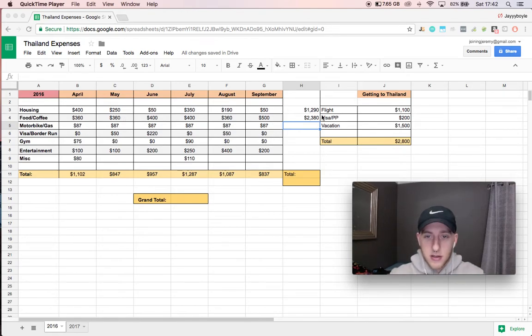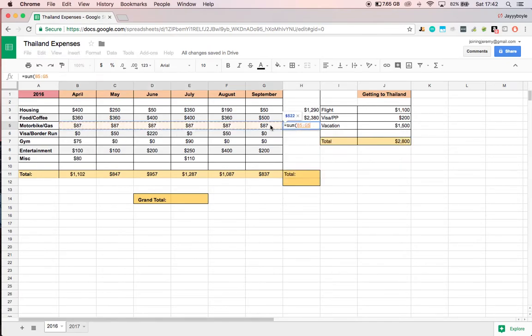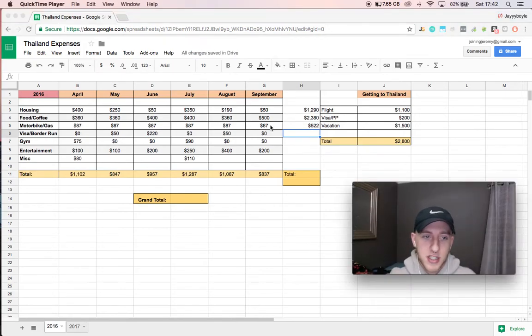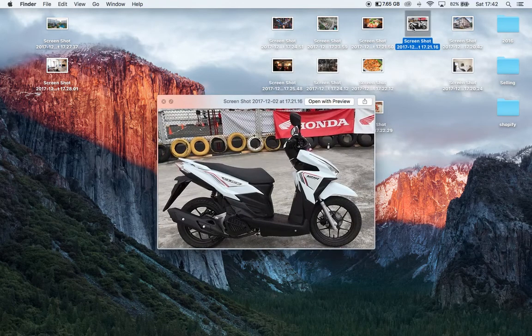So the total cost for that was $522. So pretty cheap. I got a decent sized motorbike. I didn't get a motorcycle. I'm thinking about getting a motorcycle next time. I'll do another video on that. But here is the motorbike that I got.